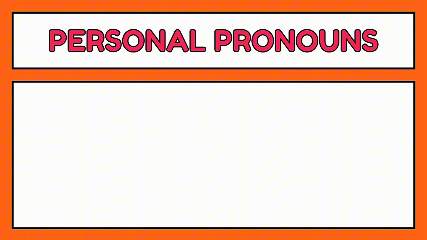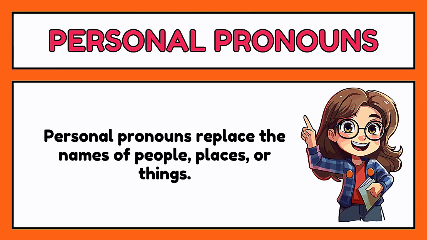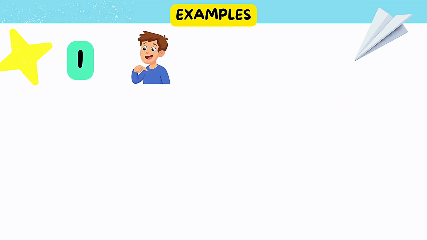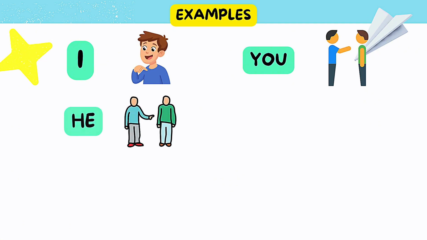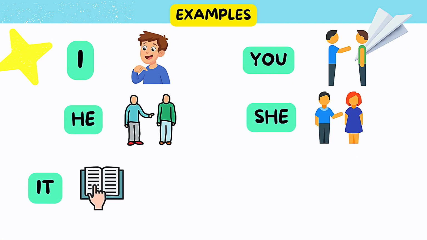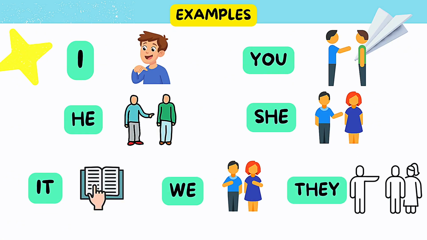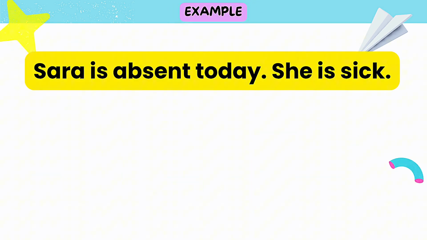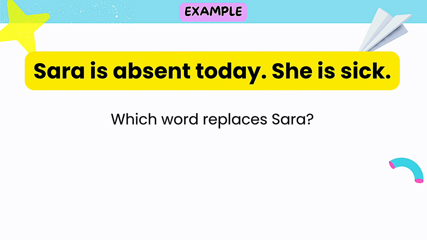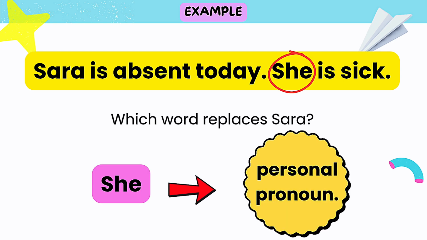1. Personal pronouns. Personal pronouns replace the names of people, places, or things. Examples: I, you, he, she, it, we, they. Look at this sentence. Sarah is absent today. She is sick. Ask yourself, which word replaces Sarah? The answer is she. So she is a personal pronoun.